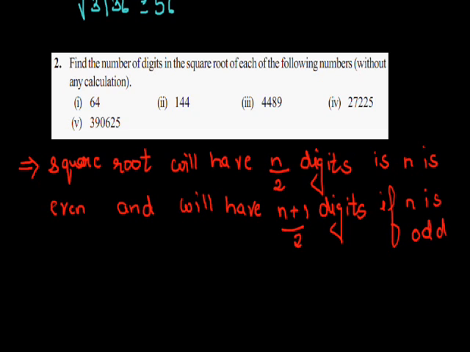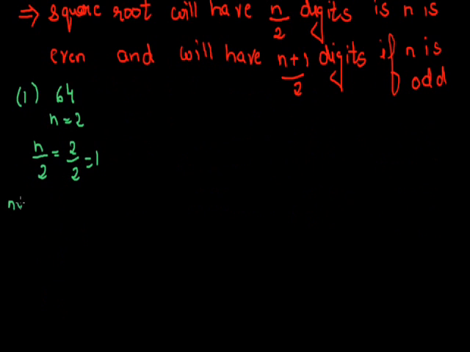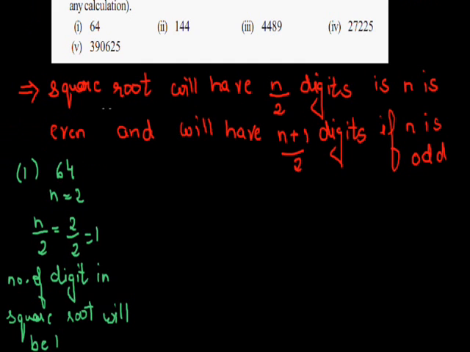So in the first part, the number is 64. So the value of n is equal to 2 in this case. That is, the value is even. So the number of digits in the square root will be equal to n upon 2, that is equal to 2 upon 2, that is equal to 1. So the number of digits in the square root will be 1.